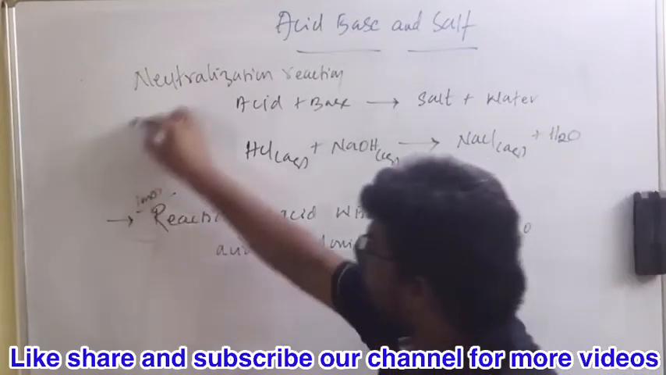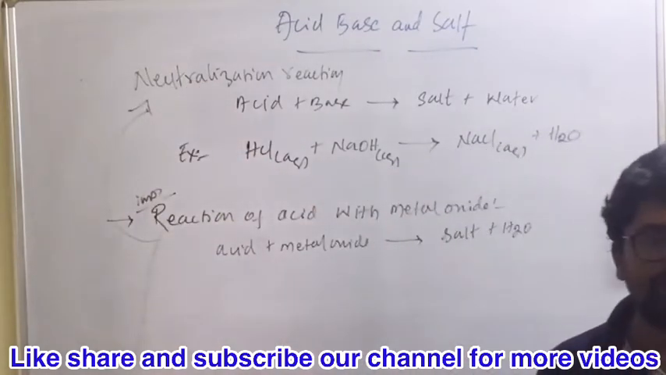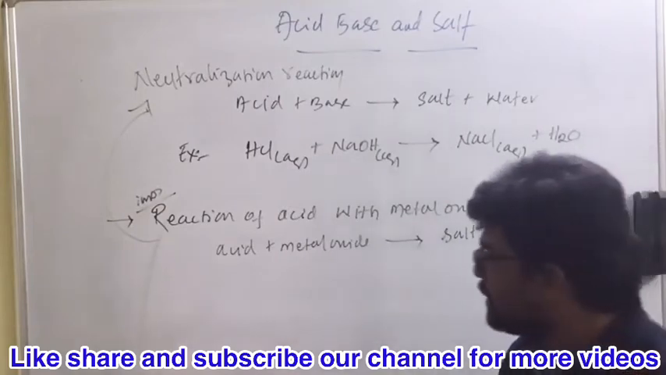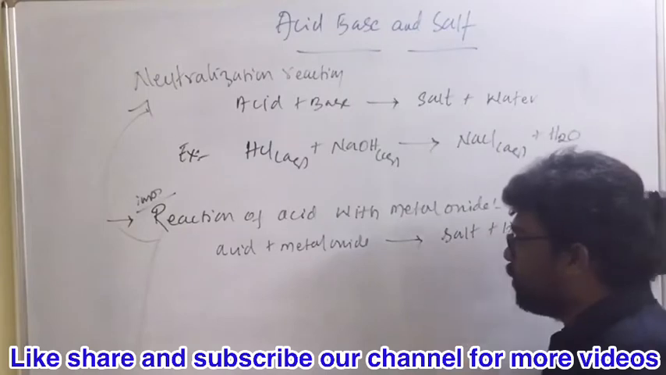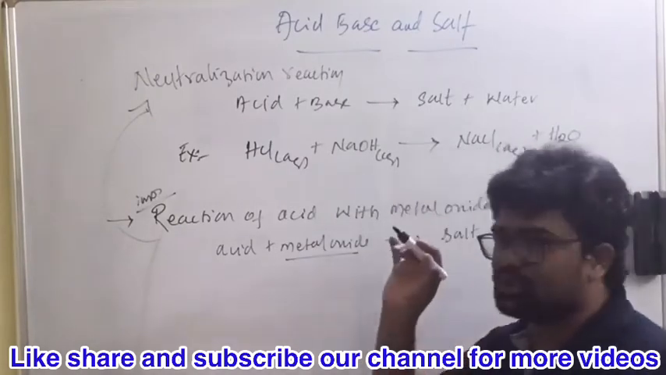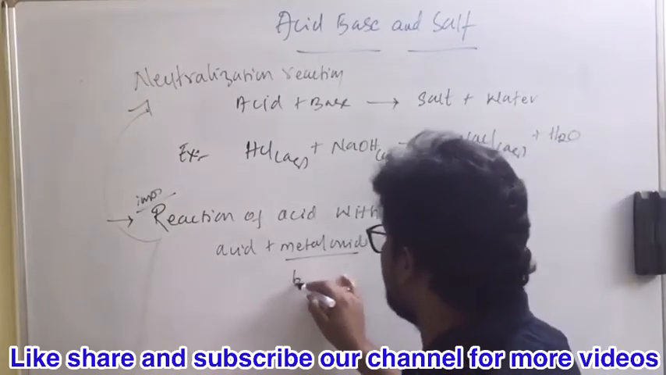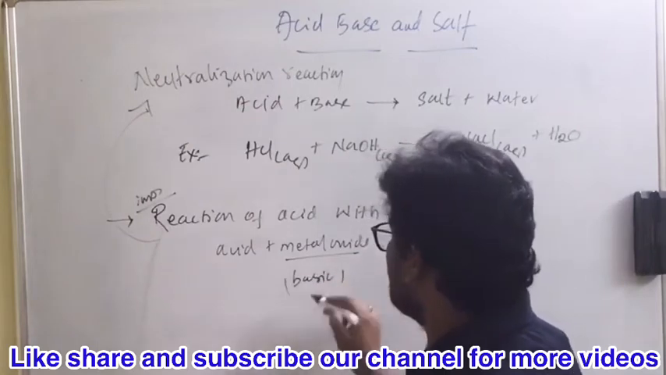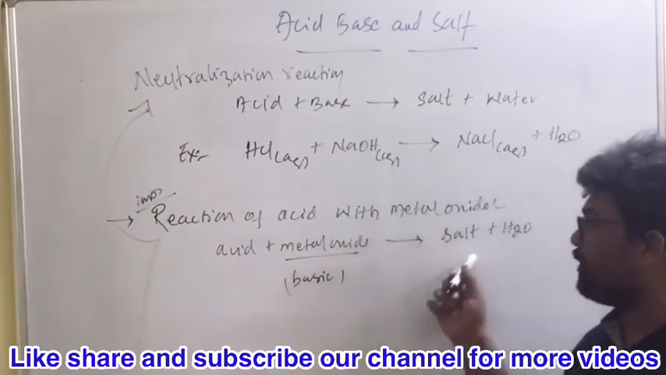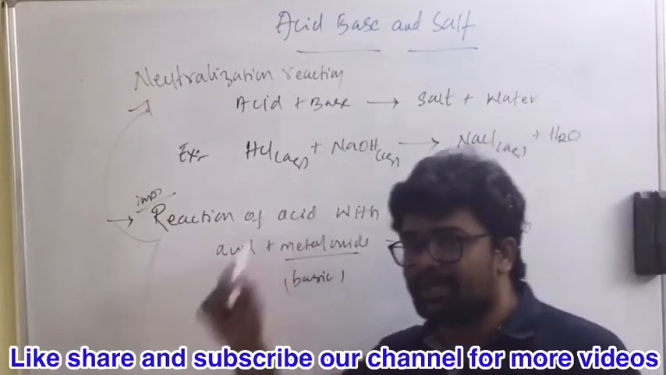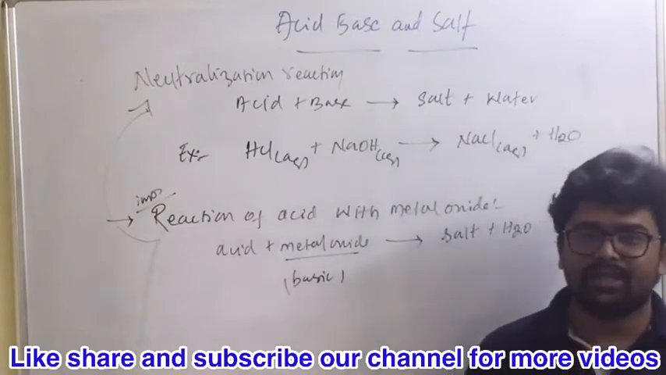Now this is similar to which reaction? Our neutralization reaction, right? If acids reacting with metal oxide give you salt and water, it means these metal oxides should be basic in nature. So we can conclude that metal oxides are basic in nature. When they react with acid, they give you salt and water, which is similar to our neutralization reaction.